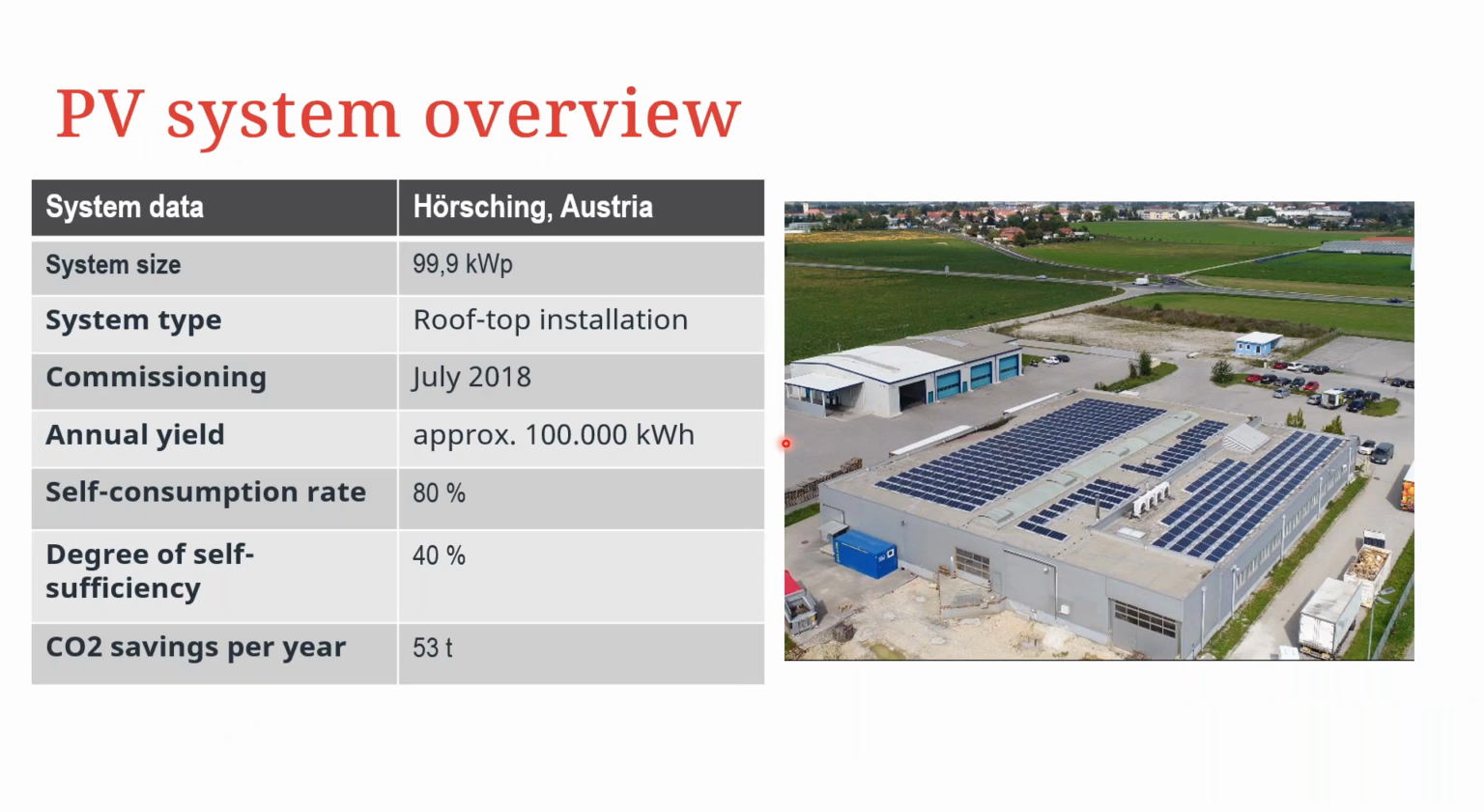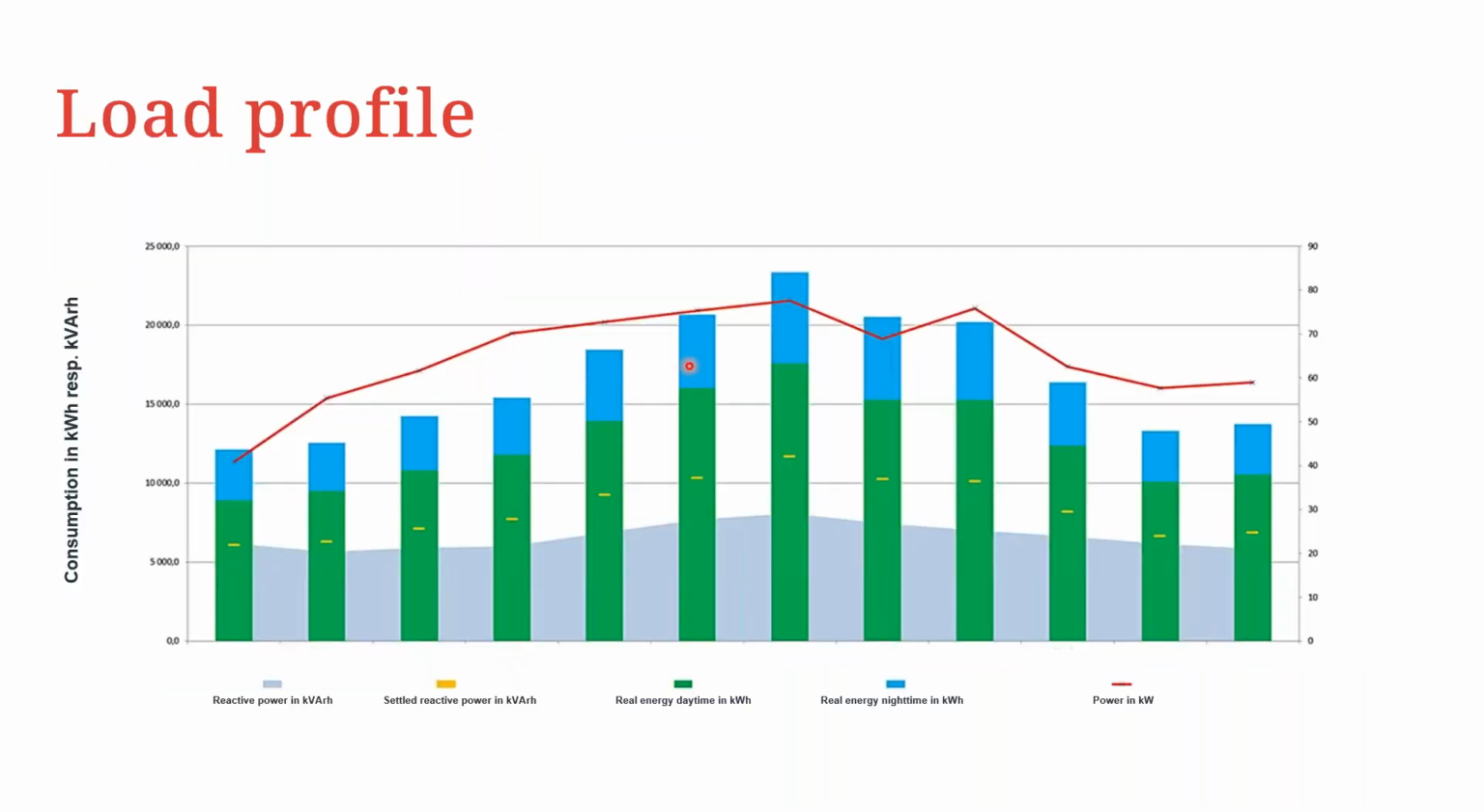The specifics about the PV system that was installed: this system is located in Austria with a size of just about 100 kilowatts. It is a rooftop installation, as we can see in this photo to the right. It was commissioned in July 2018 with an annual yield of approximately 100,000 kilowatt hours. The self-consumption rate is about 80%, and the degree of self-sufficiency from this system is 40%. In terms of CO2 savings, it's about 53 tons annually.